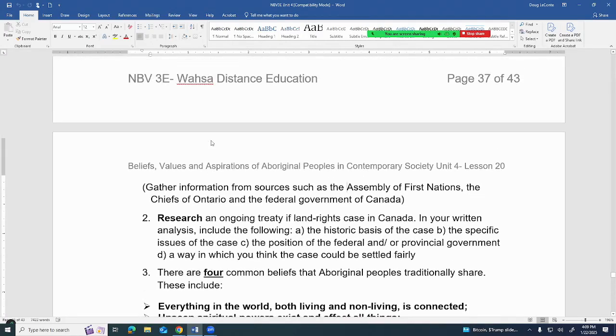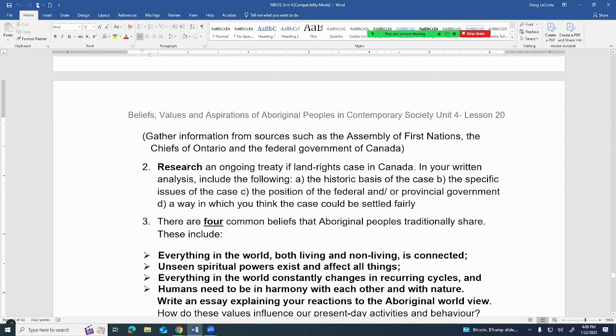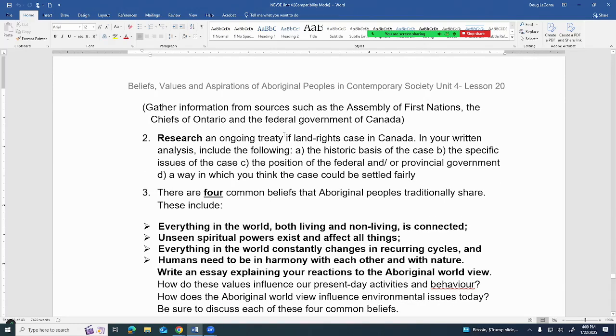The second possible topic area is research an ongoing treaty lands rights case in Ontario. And there's literally tons of those, right? We looked at a number of those in the course. I tried to show you a number of different news items on different lands rights cases that went right to the Supreme Court.